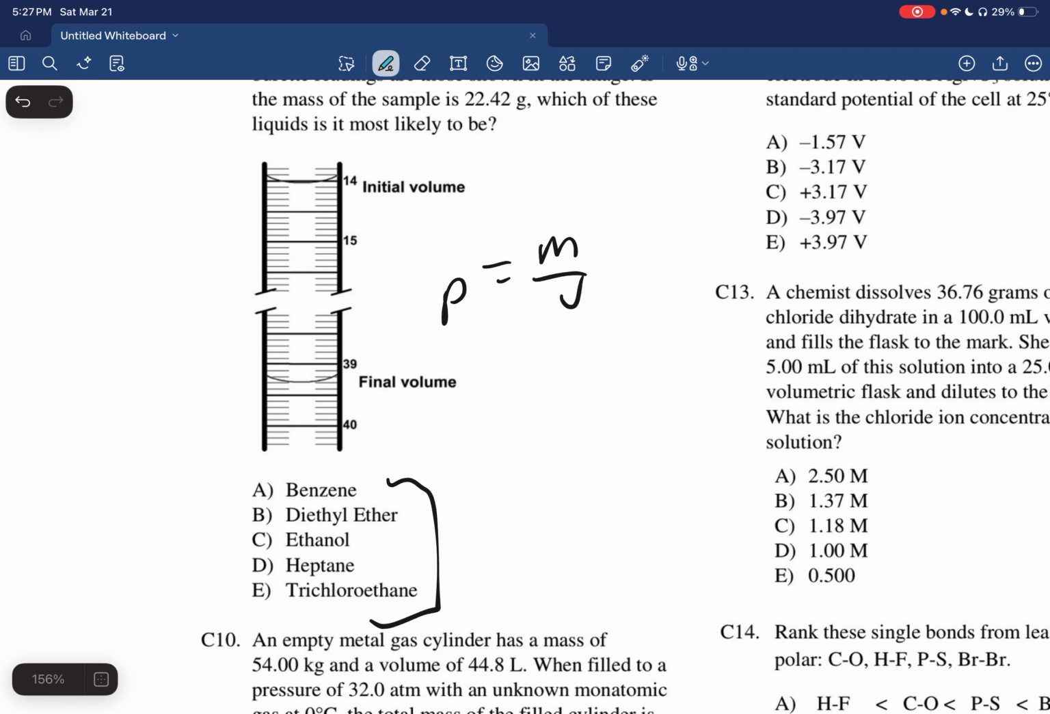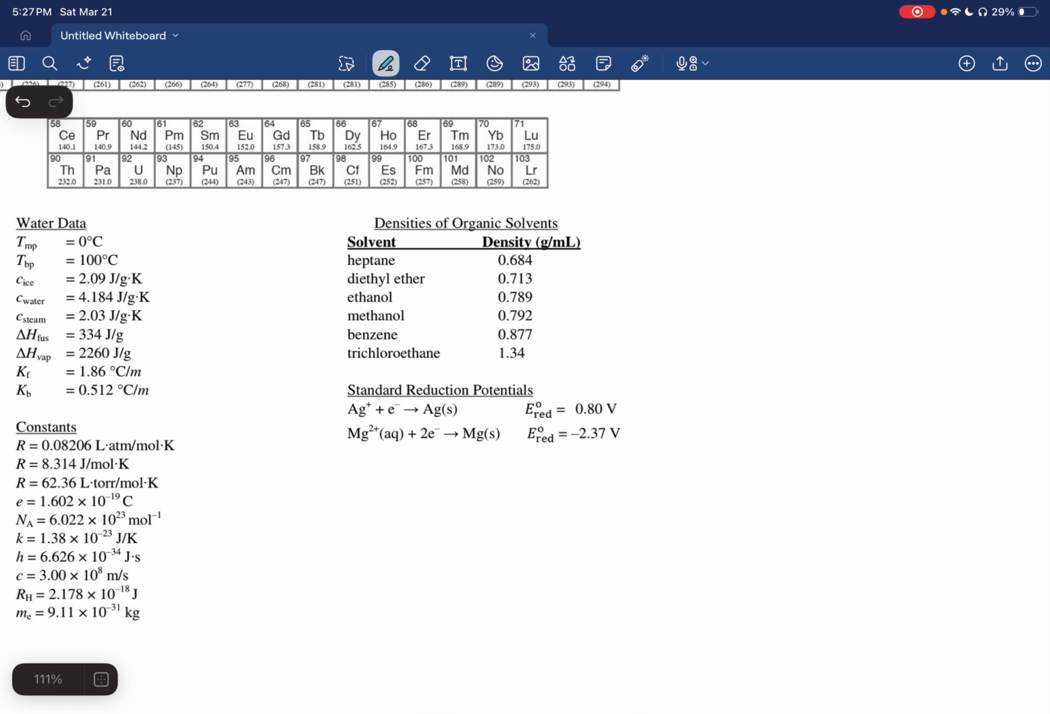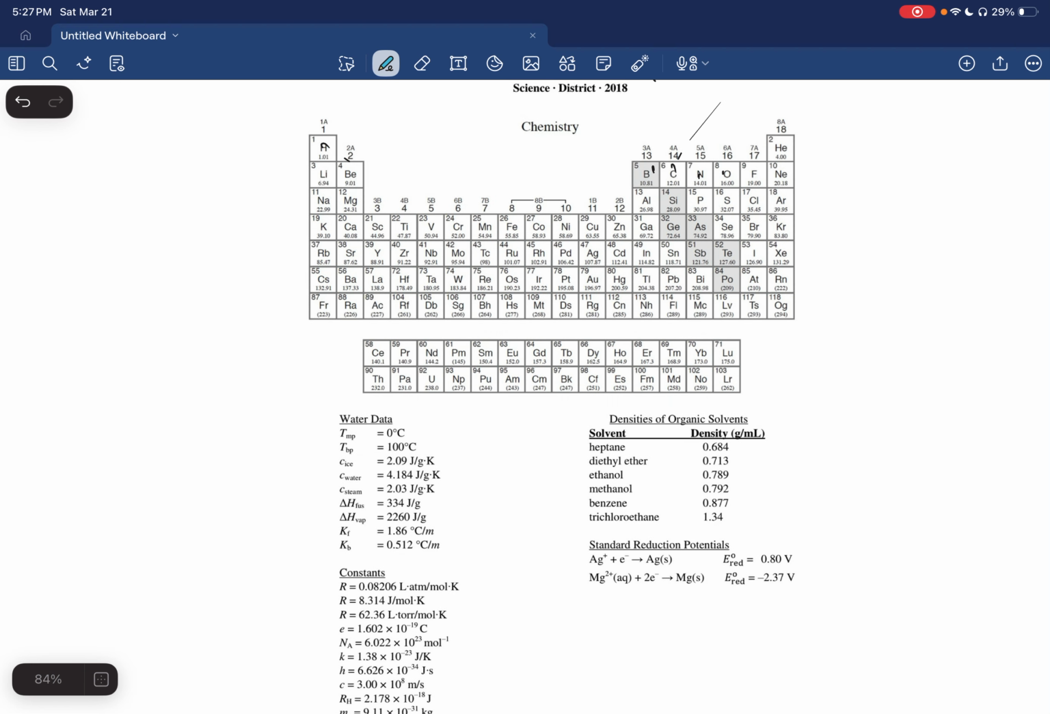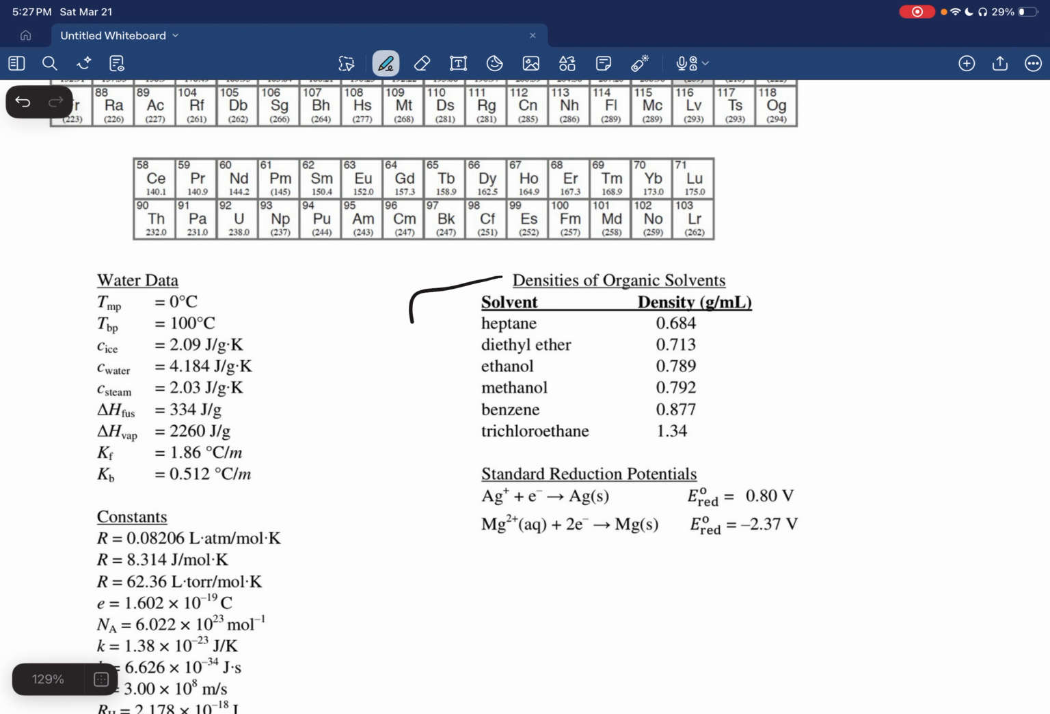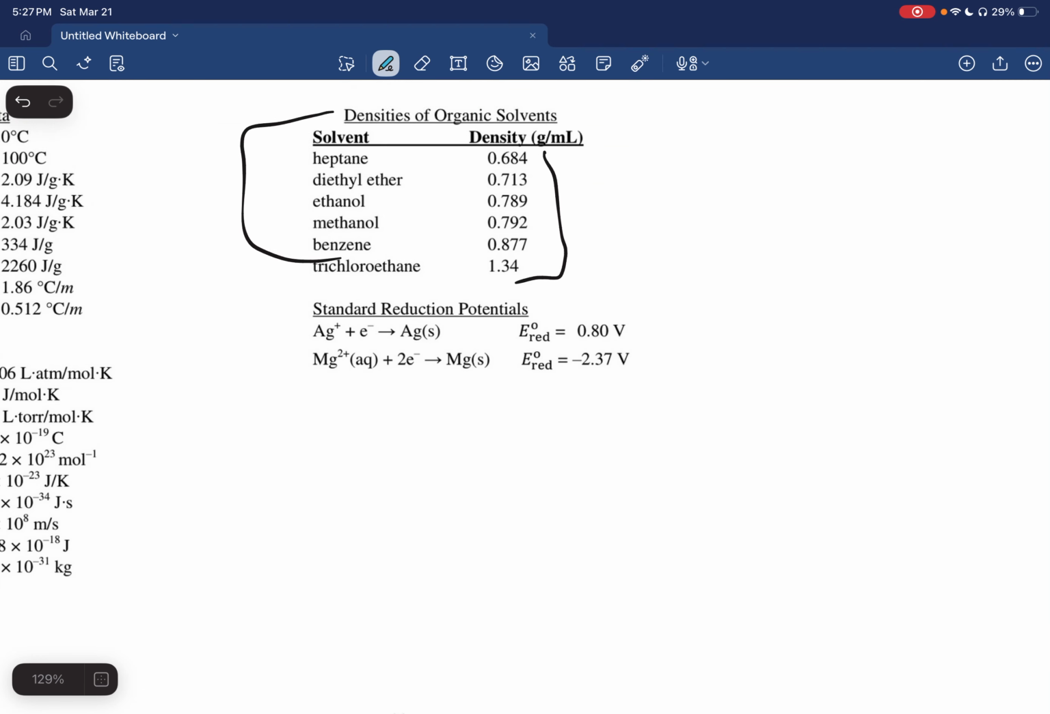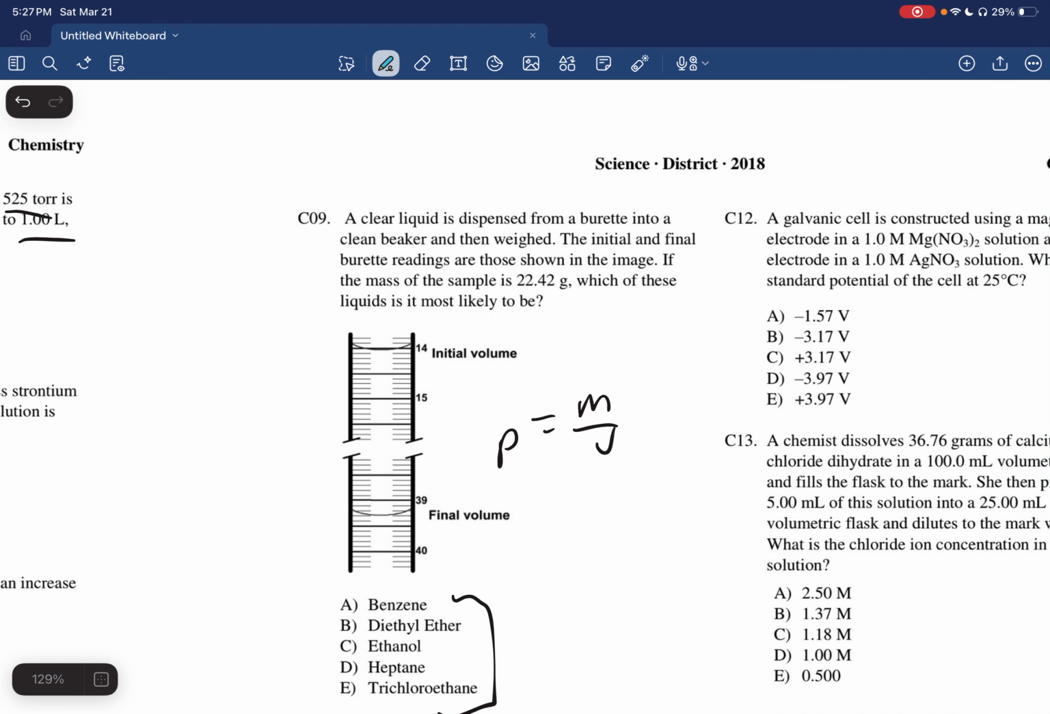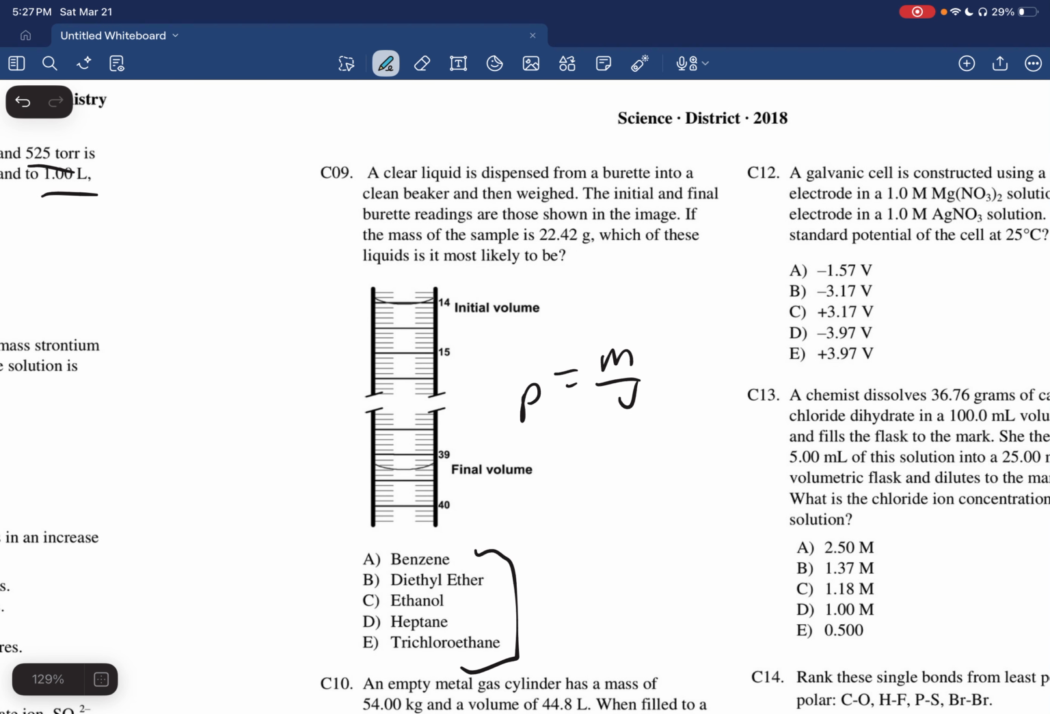Well, if you see answer choices like this, typically you can come over to our reference sheet and you can see that it gave us the density of all of these organic solvents. So it probably wants us to do something with density. And it also gives us that density as grams per milliliter in case you didn't know. So the density here is going to be our grams divided by the volume. And the volume here is just going to be this volume that's given right here.